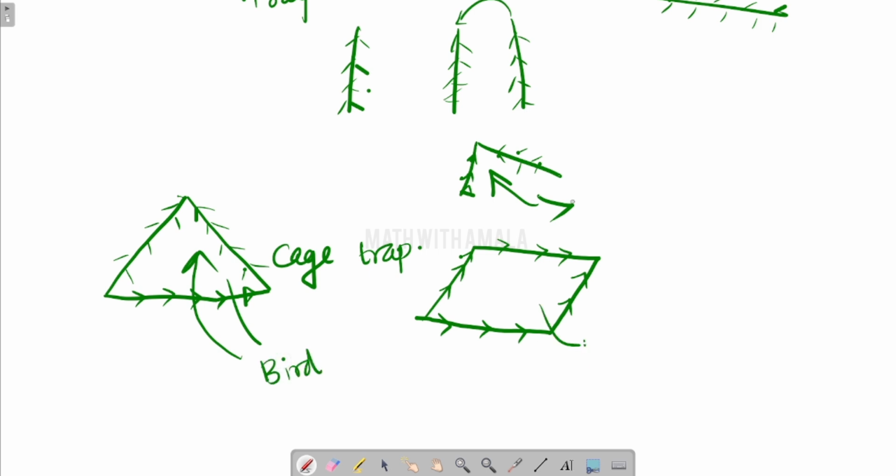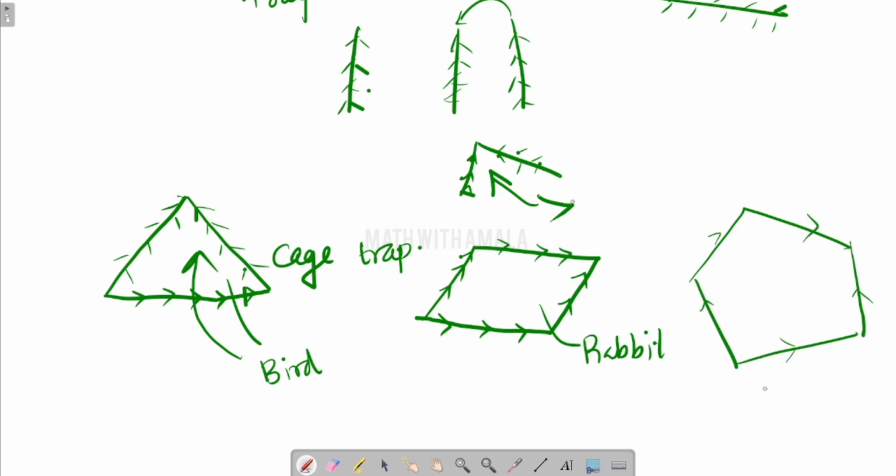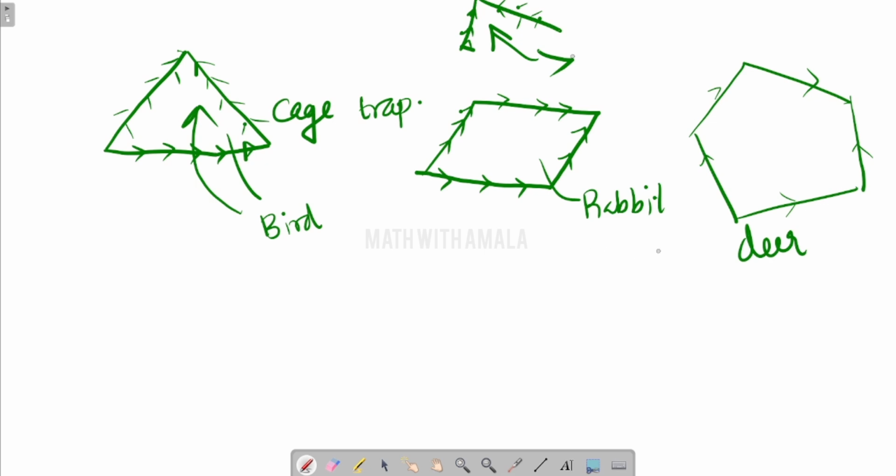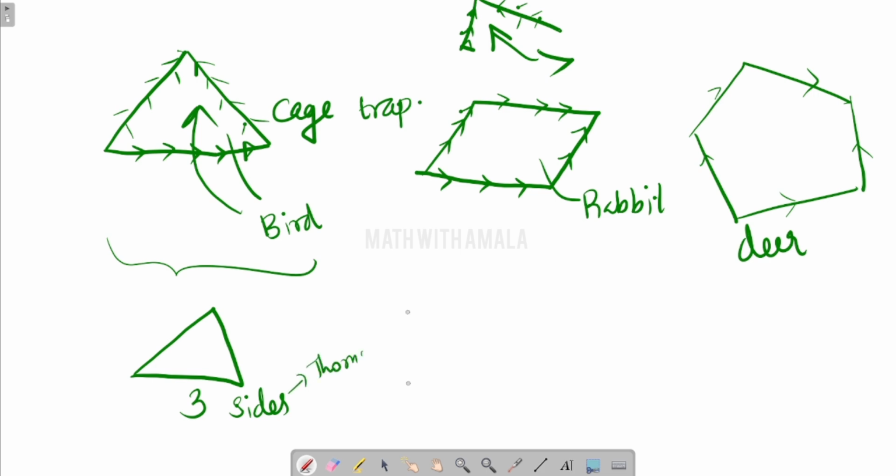In the first figure, he got a bird inside, and in the second, with four sides, he got a rabbit. With the fifth, he got something bigger than a rabbit. Let's take a deer. The deer was trapped inside the fifth figure, the figure with five thorns. So he could catch the animals, the insects, or something bigger only with a figure which contained at least three thorn sticks. So he had three sides. Sides means the thorn sticks.